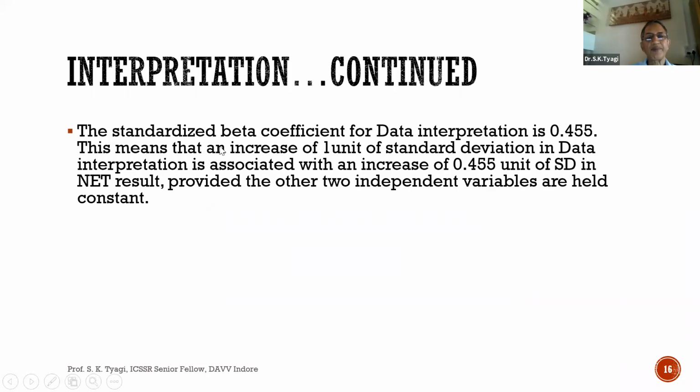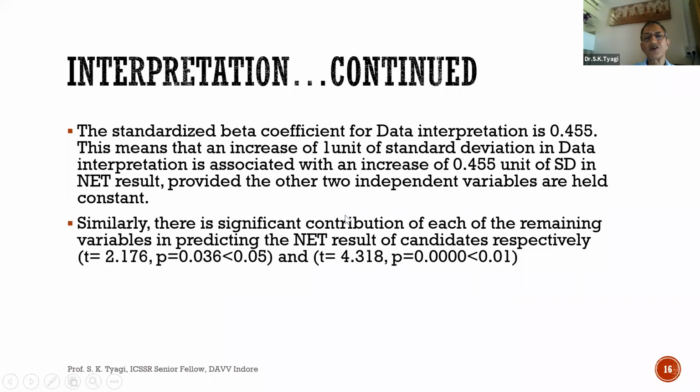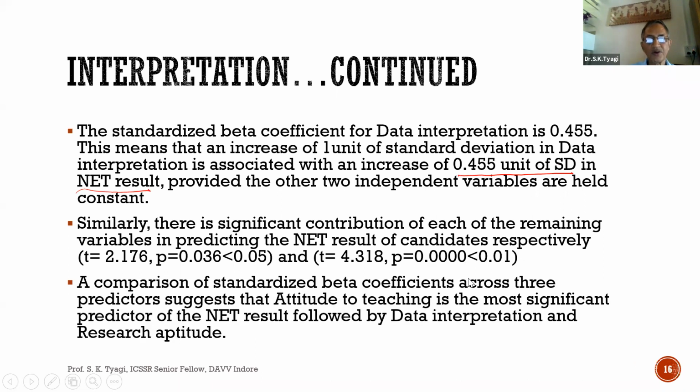So we were interpreting standardized beta coefficient. Standardized beta coefficient is interpreted in terms of standard deviation. One unit increase in the independent variable is associated with 0.455 unit of SD increase in net result. Then similarly, we can interpret the remaining two variables, that is data interpretation and this. I am not going into detail, but a comparison of standardized beta coefficient.